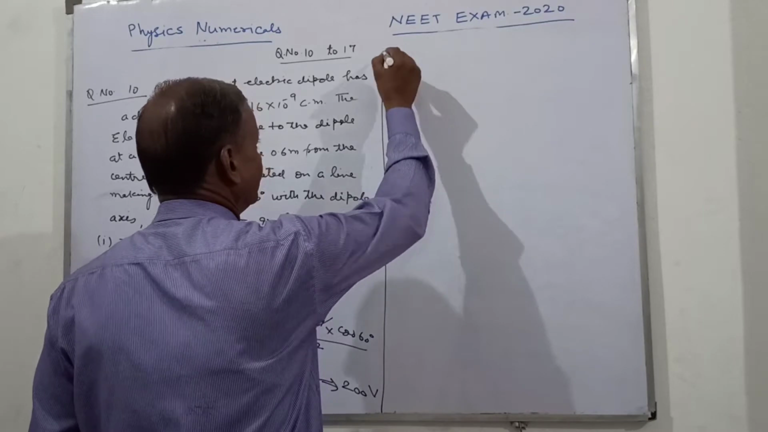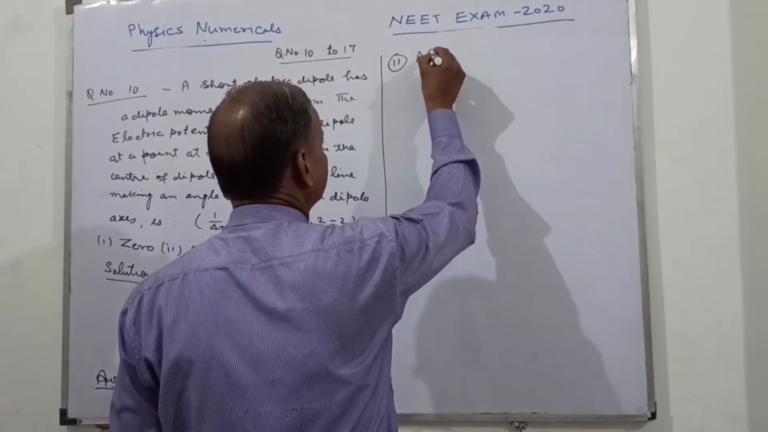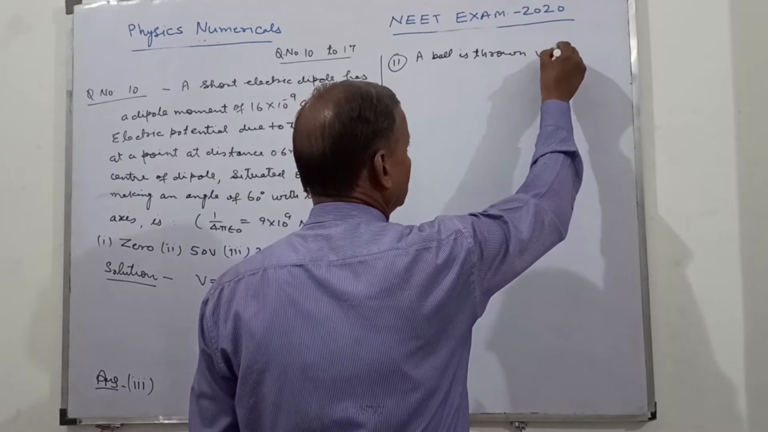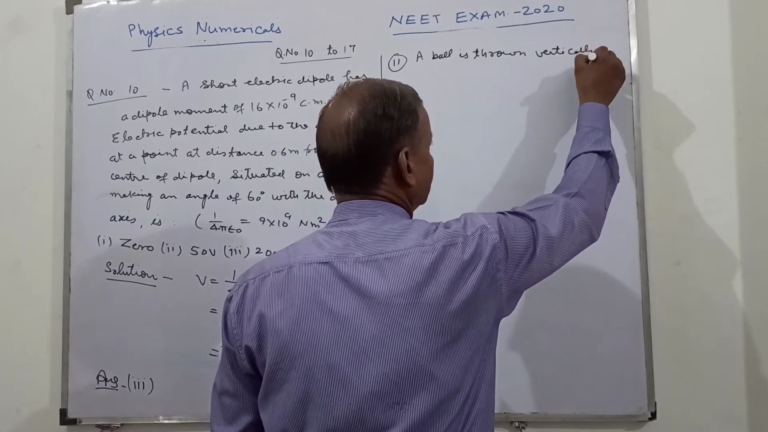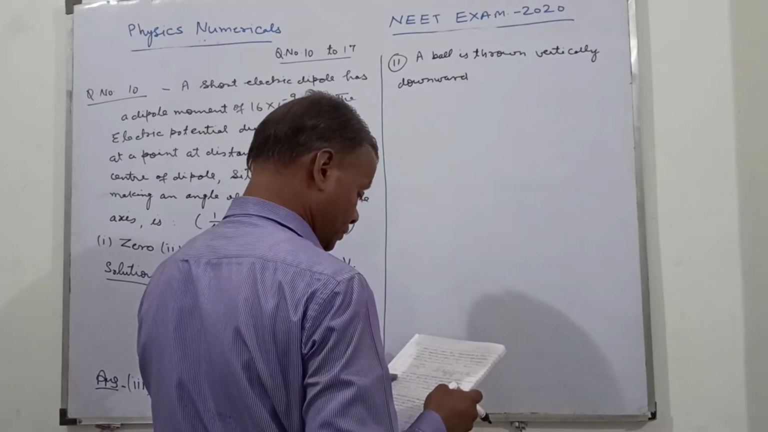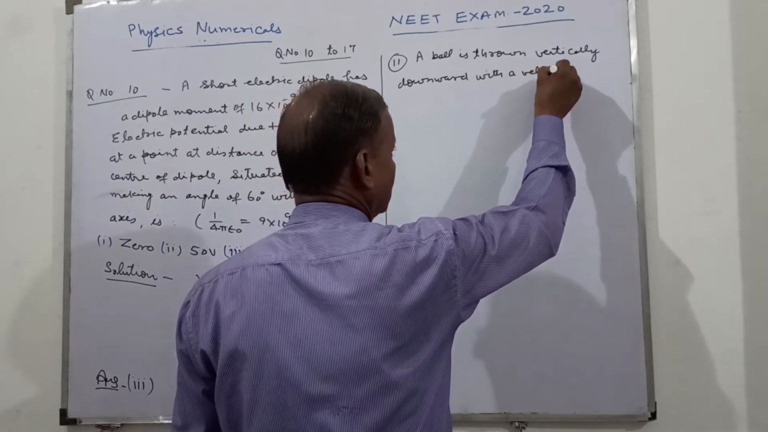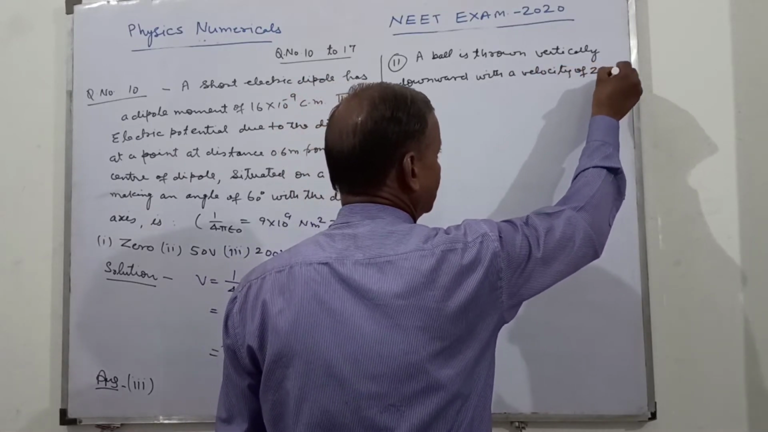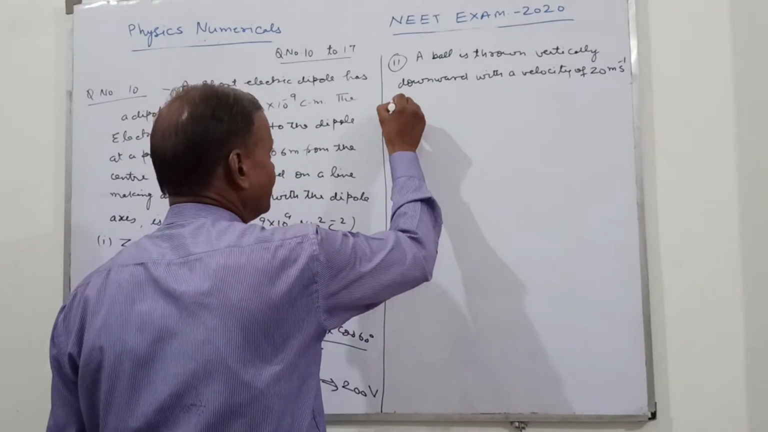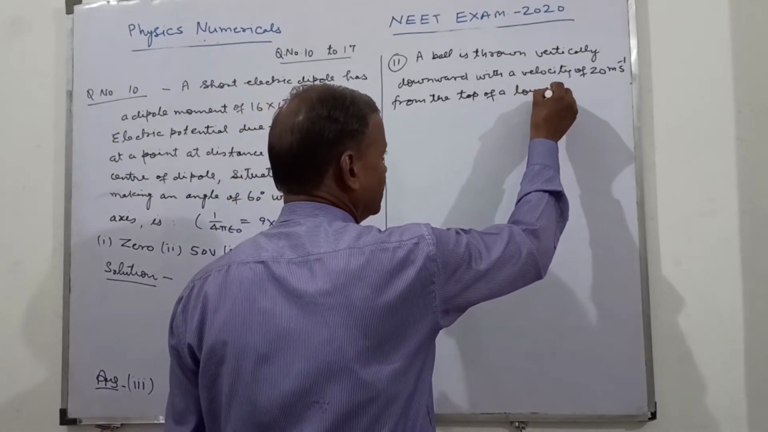And now question 11. A ball is thrown vertically downward with a velocity of 20 meters per second from the top of a tower.